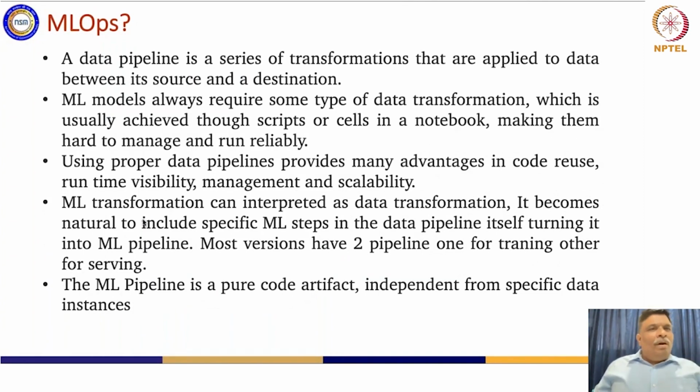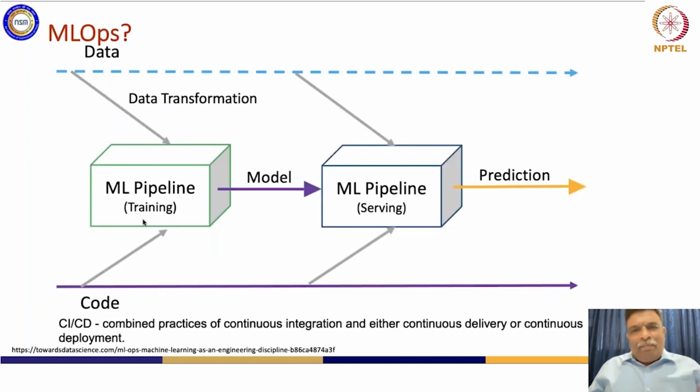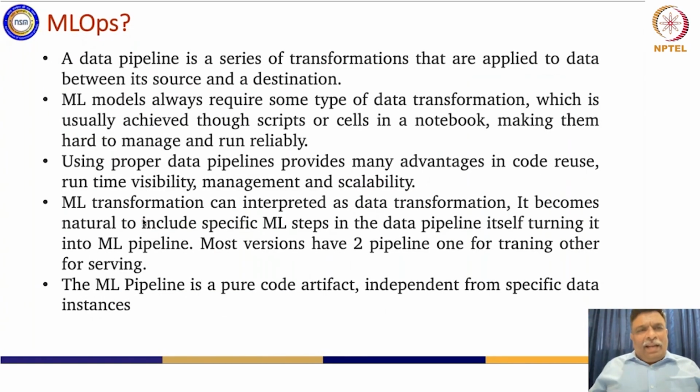Now let us go a bit into what MLOps is. A data pipeline, as we see here in the next diagram. So there will be a machine learning pipeline. A data pipeline is a basic pipeline, which is a series of transformations that are applied to data between its source and a destination. So you can give your data as an input to one of a sequence of modules through which the data has to pass to come to a destination. Whatever lies in between, that basically becomes a data pipeline.